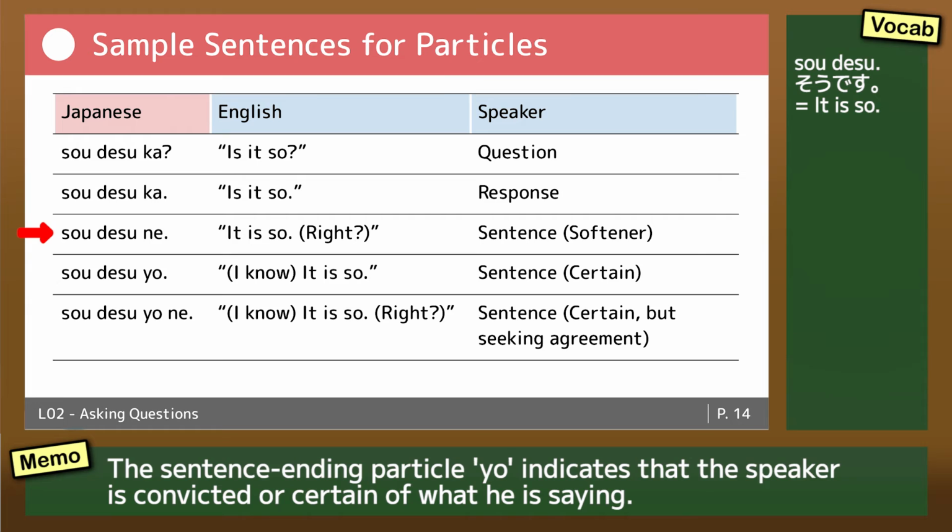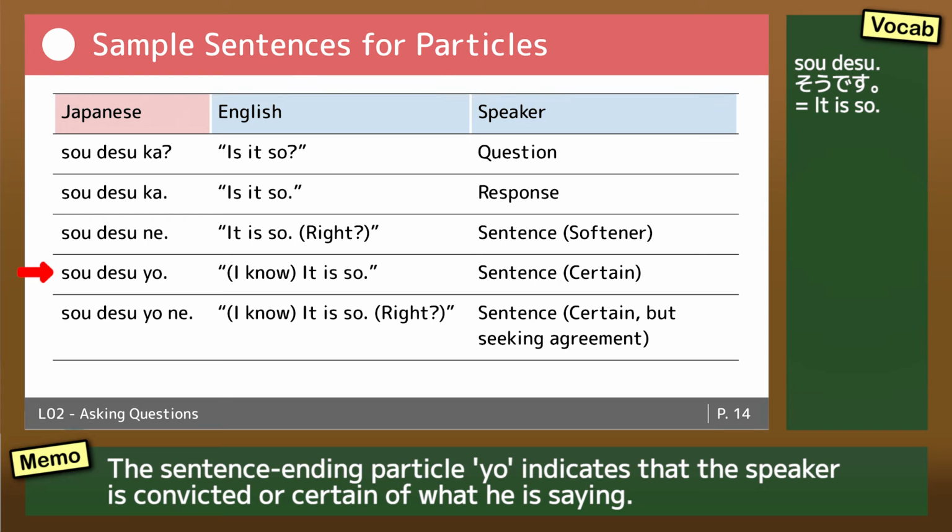The sentence ending particle yo in so desu yo is added to the end of sentences to imply that the speaker is certain of what was said. This is used in many cases, such as when the speaker is correcting the listener, or informing the listener of something which was supposed to be commonly known. そうですよ. I know it is so.